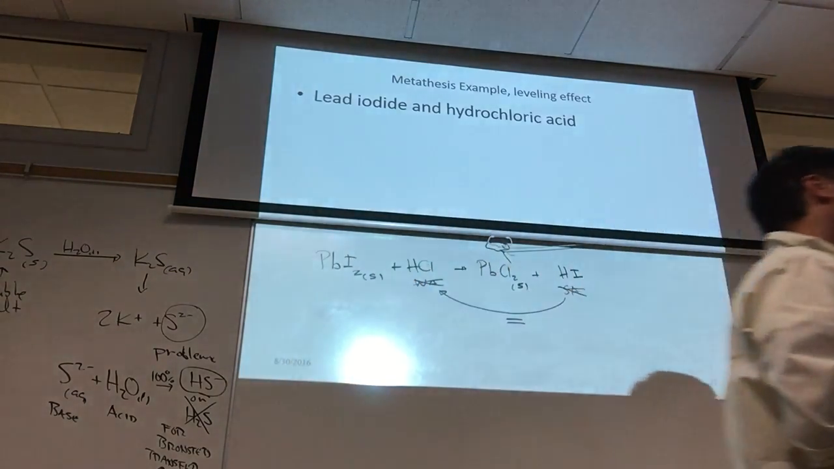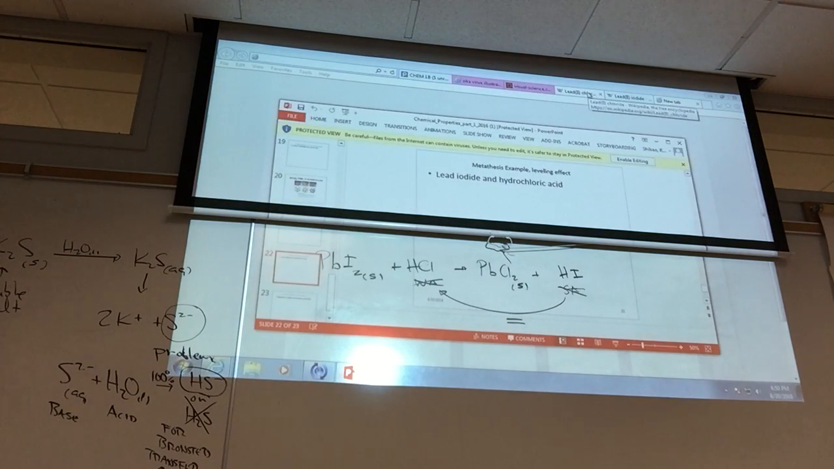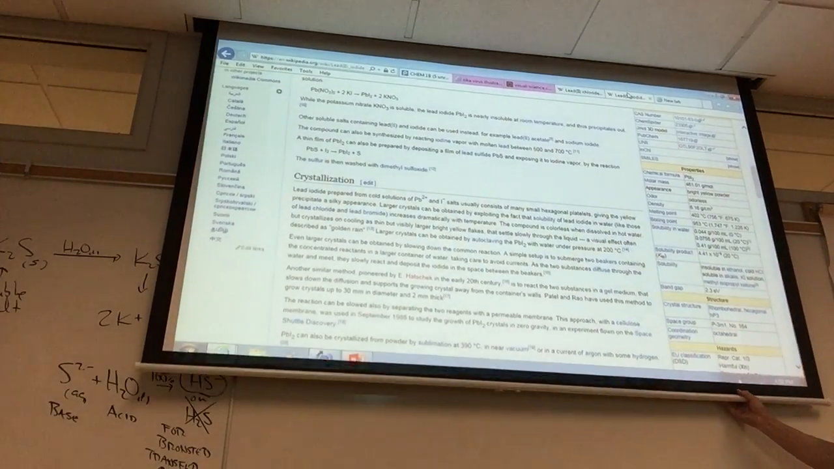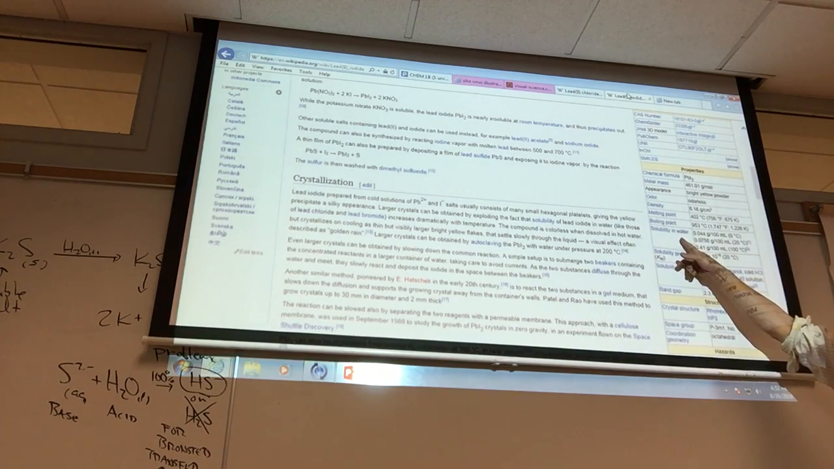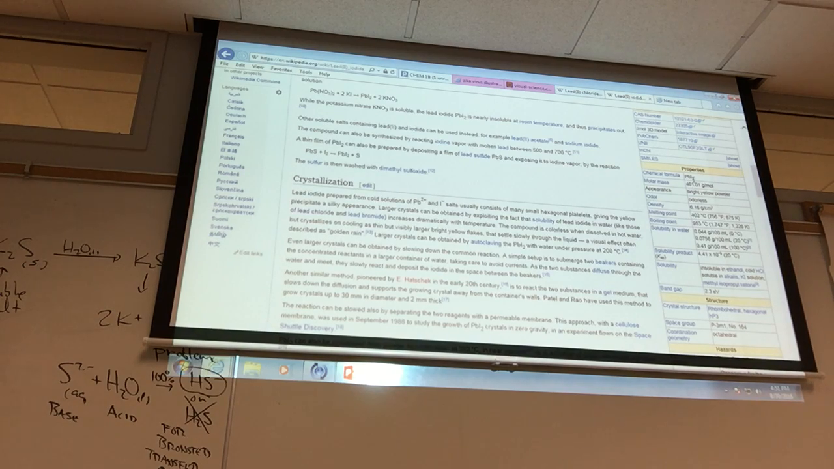I don't have a CRC, I don't have a Merck. So what I'm going to do is go onto Wikipedia. Wikipedia is pretty good, actually. It has a lot of the data you'd find in the CRC. One of the things I can do is look at the solubility in water. This is for PbI2.